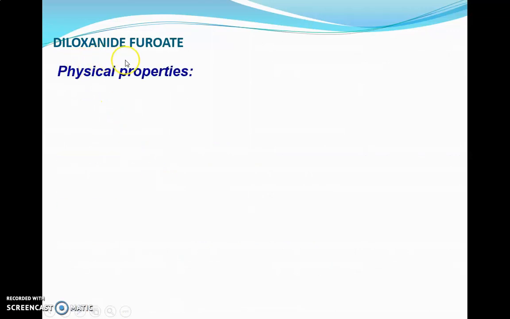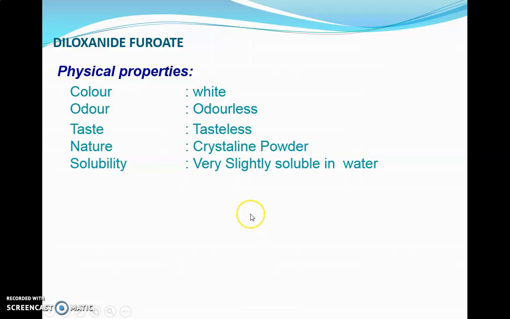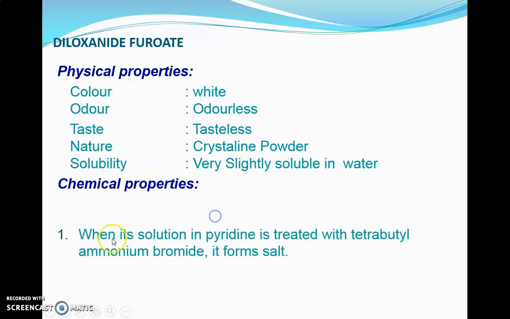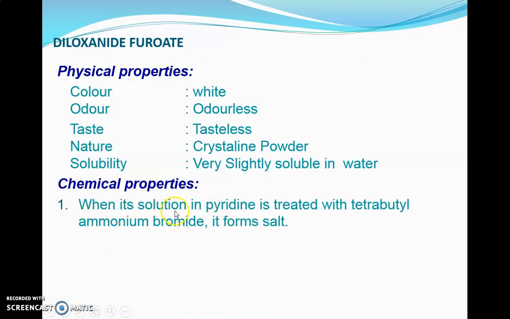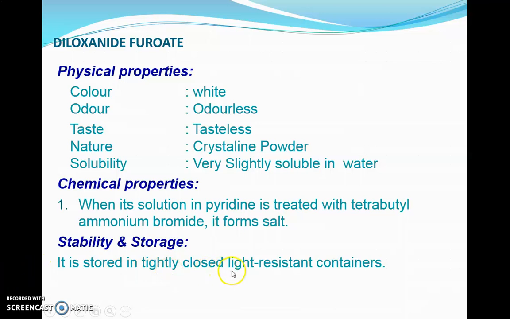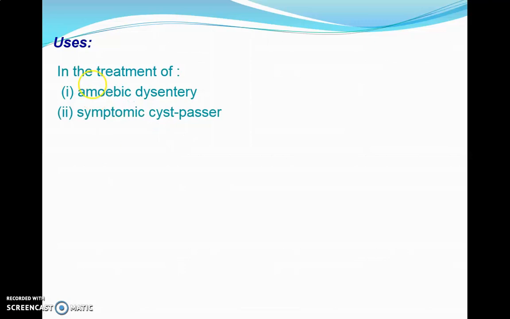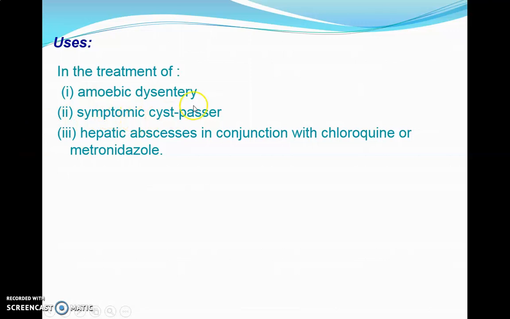Next compound is called diloxanide furoate. As far as physical properties, diloxanide furoate is a white, odorless, tasteless, crystalline powder, very slightly soluble in water. Chemical properties include that when its solution in pyridine is treated with tetrabutylammonium bromide, it forms a salt. For stability, it is stored in a tightly closed, light resistant container. It is used in the treatment of amoebic dysentery, particularly in asymptomatic cyst passers.